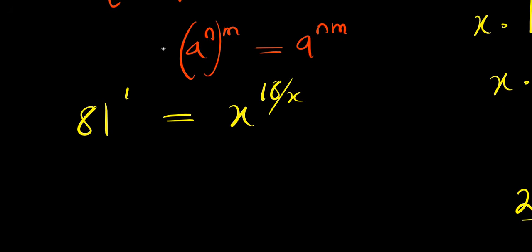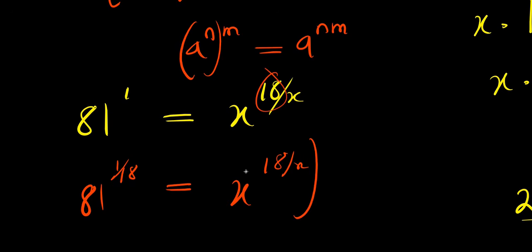Now, if you observe, there's still 18 here. So we need to eliminate this 18. So to achieve that, I'm going to multiply the exponent of this by 1 over 18. So I have 81 power 1 over 18. That will multiply 1, it will still give us 1 over 18 equals x power 18 divided by x. And this is to the power of 1 over what? 18, because we are trying to eliminate this 18.